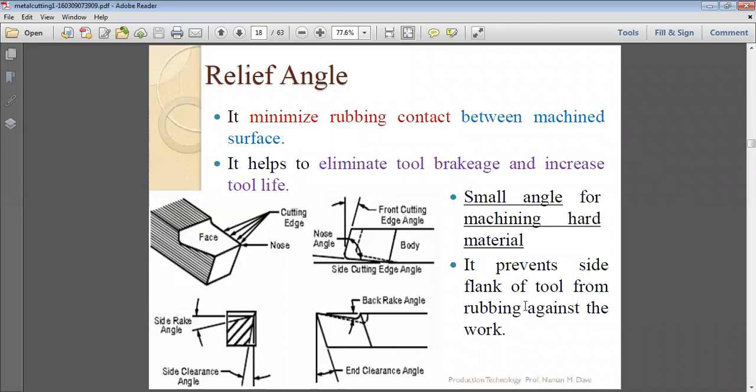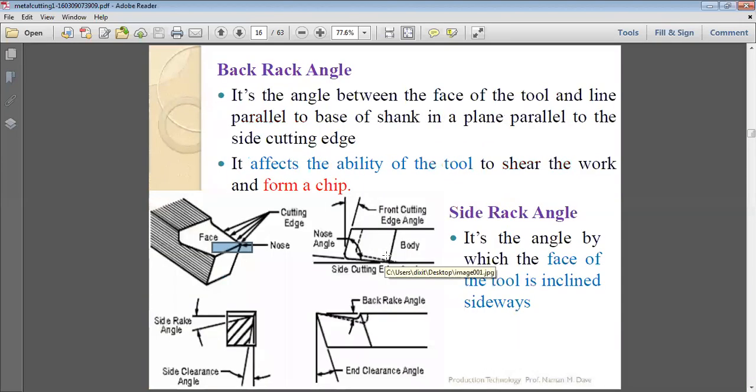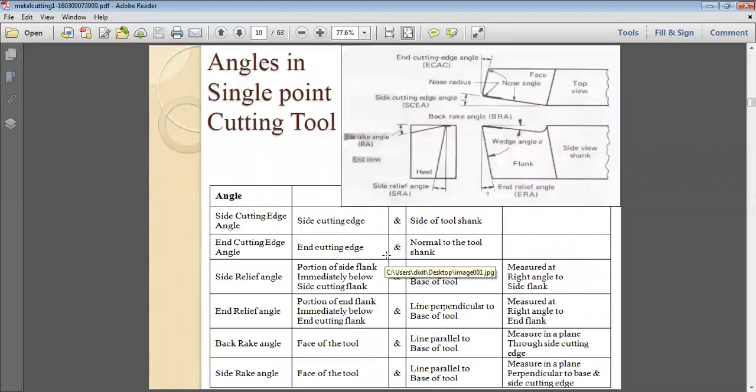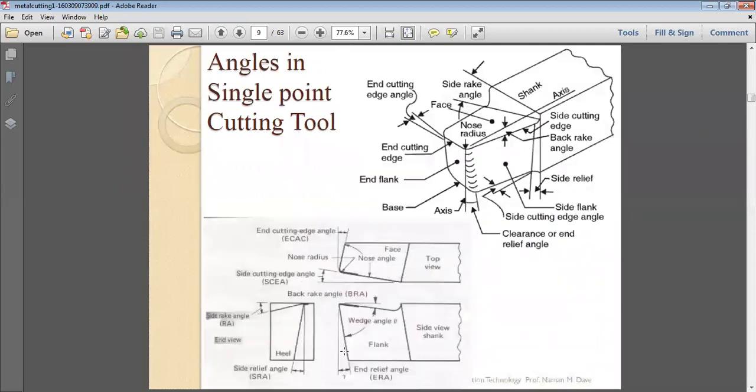Then next come the relief angles. What is the relief angle? Relief is from the lower side of the tool. This is the side cutting edge, and this is the end cutting edge. It minimizes rubbing contact with the machined surface. So these are the relief angles. If we see here, this is the end relief angle.